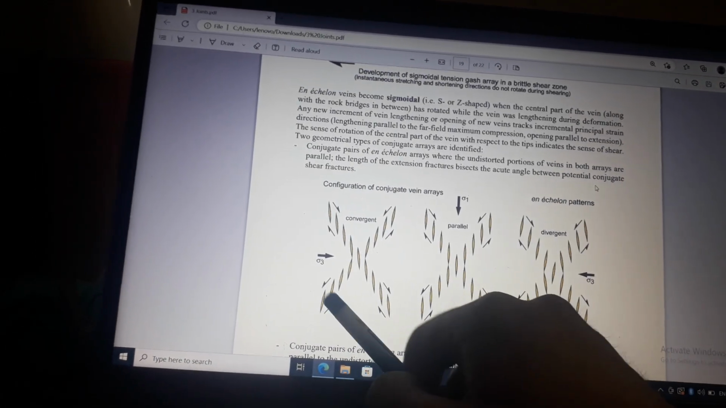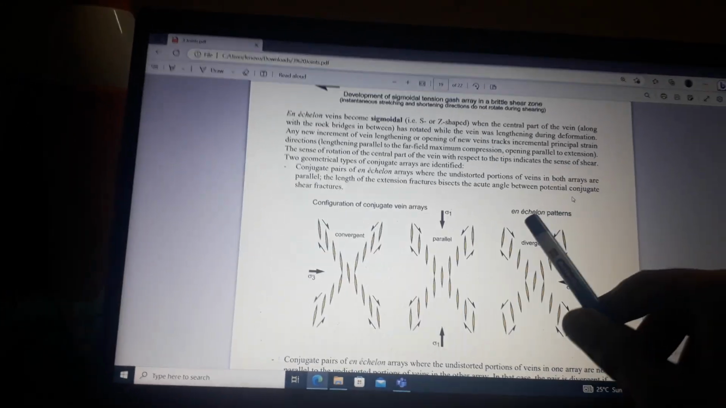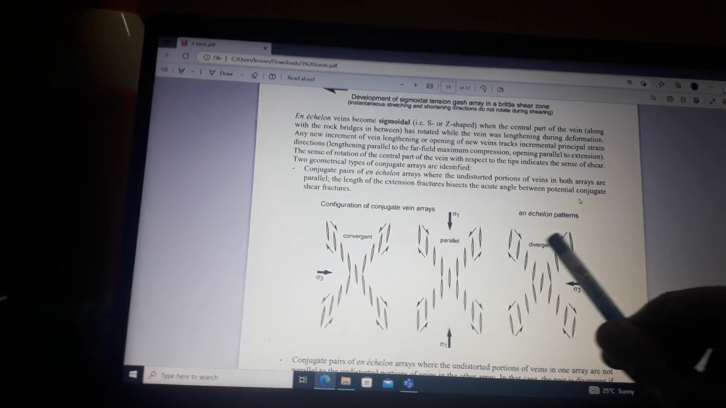This is convergent. This is sigma 3. These are the directions. Sigma 1. This is parallel. This is an equivalent pattern. This is divergent. This one is the direction. This is sigma 3.